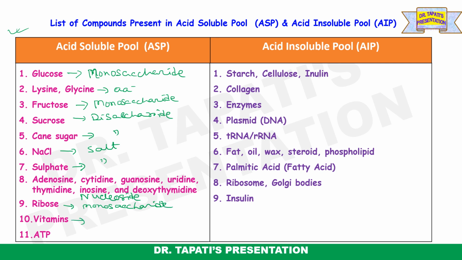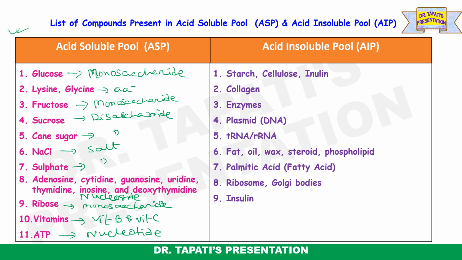Vitamins, especially water soluble vitamins like vitamin B complex and vitamin C, are present in the acid soluble pool. ATP, if you consider, this is a nucleotide triphosphate. So nucleotide is a biomicromolecule, the monomer of nucleic acid. So it is also present in the acid soluble pool. Nucleotide means in most cases a single phosphate group is present, but in case of ATP, three phosphate groups are present. So it is adenosine triphosphate.